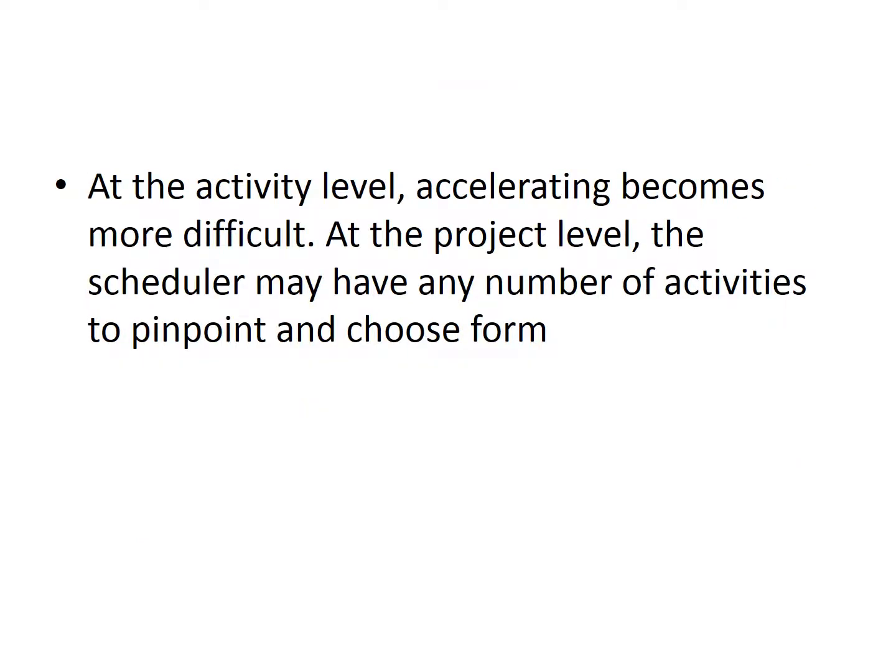At the activity level, accelerating becomes more difficult. At the project level, the scheduler may have a number of options, and I think that all makes sense. If I've got 20,000 activities in my schedule, and the critical path follows along maybe 30-40% of those, I've got any number of variations that I might be able to work with to shorten that schedule.